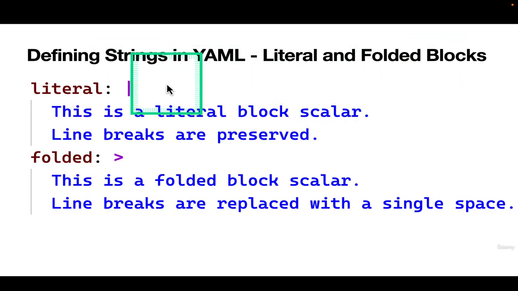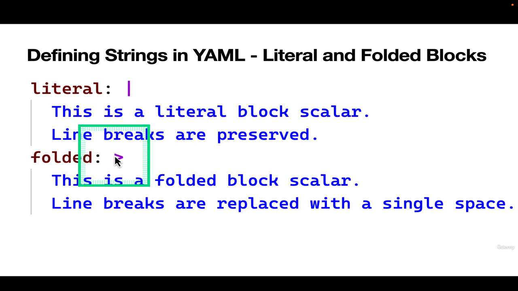And now we'll see literal and folded block strings. So defining strings, first is the literal block. Literal block scalars use a pipe symbol. This is also a string, and it uses a pipe symbol to preserve line breaks in the value. So this is a literal block scalar. Line breaks are preserved. So these 2 lines will be parsed and stored as they are. The line break will be stored as it is.